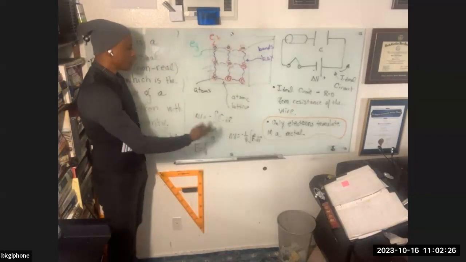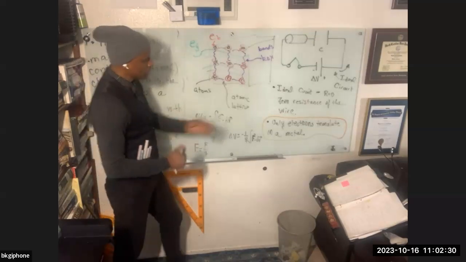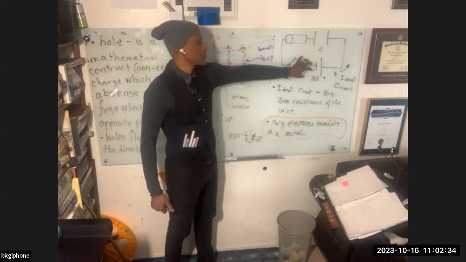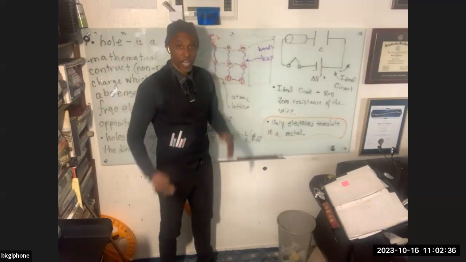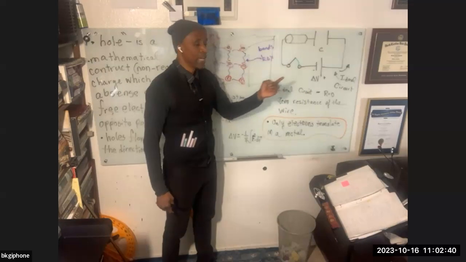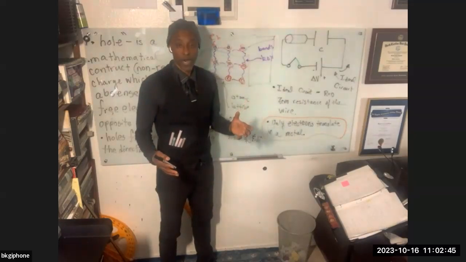The point that I'm trying to get to qualitatively is that whenever I close this switch, I can also think of an electric field being created in the wire. A constant electric field is created inside this wire. All electric fields always point from positive to negative.